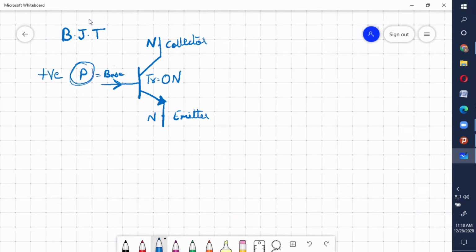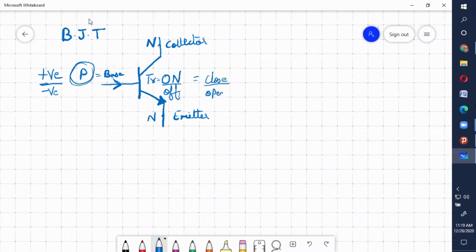Similarly, for an NPN transistor, if instead of making the base positive, you make it negative or zero, then whenever you give a zero or a negative voltage, the transistor will be in off condition. If it is off condition, it will act as an open switch. Is it clear? Whenever base is positive, it will act as a closed switch. Whenever base is negative or zero, the transistor will act as an open switch. Have you understood, students?